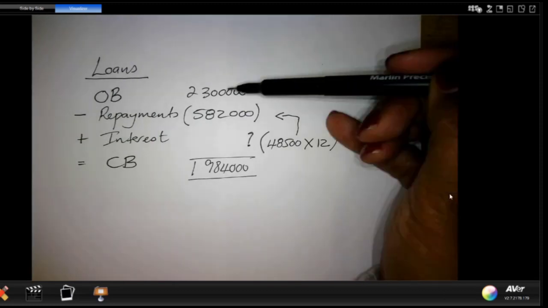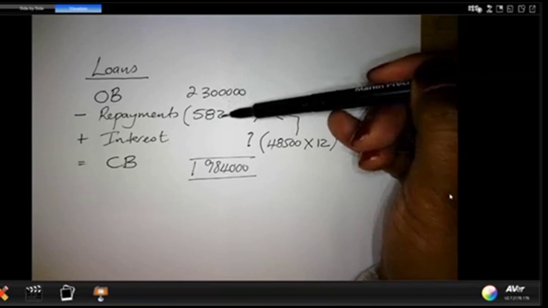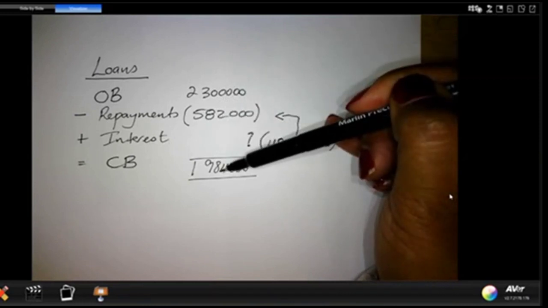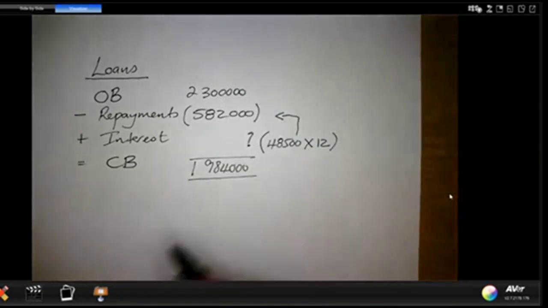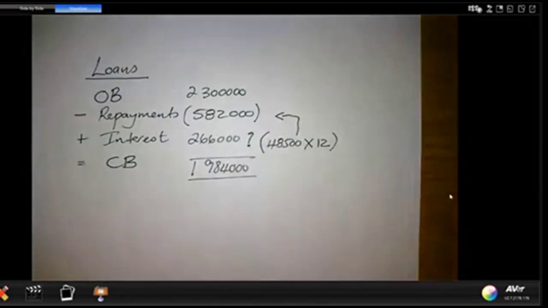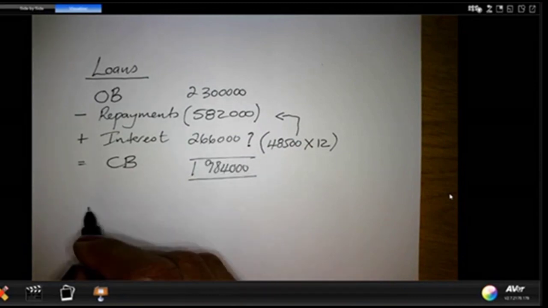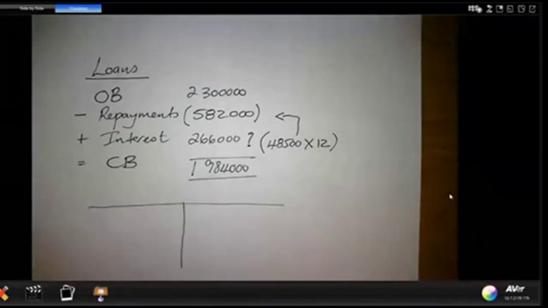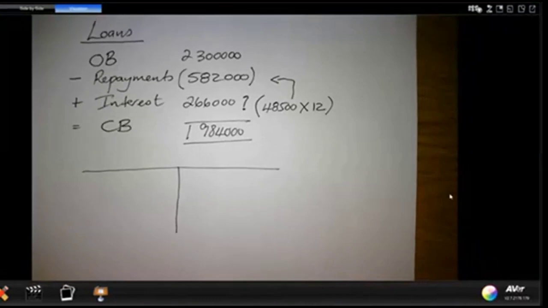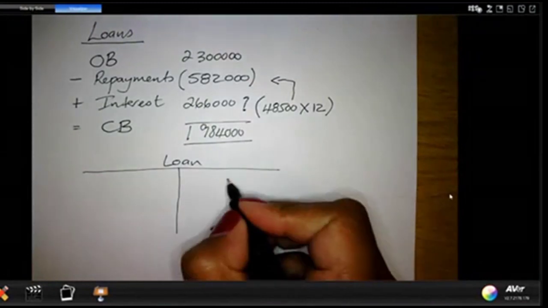Right. So now I'm going to say opening balance minus repayments minus closing balance. And that's going to give me interest of 266,000. On my statement, it's going to increase my loan, but on my income statement, it's going to be an expense, so therefore it's in brackets. So let me show you what the loan account looks like.